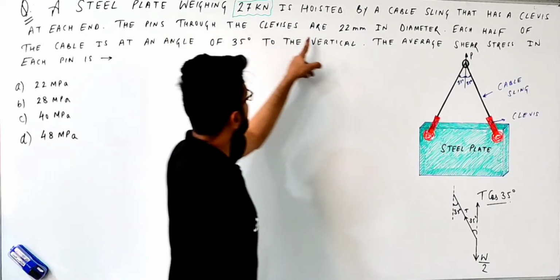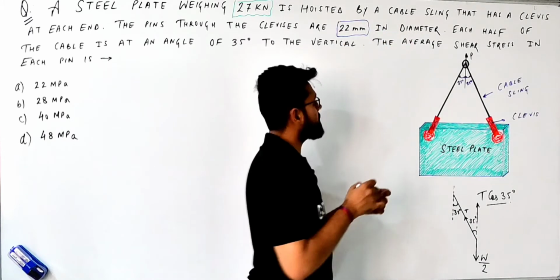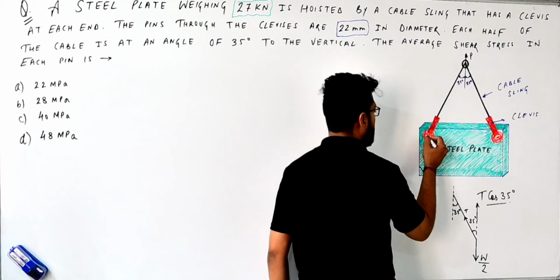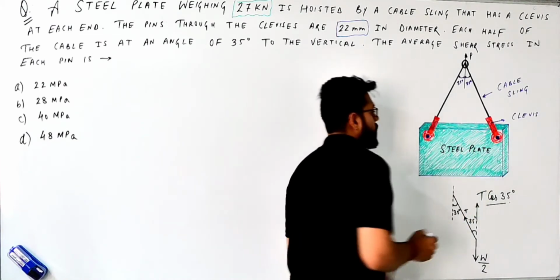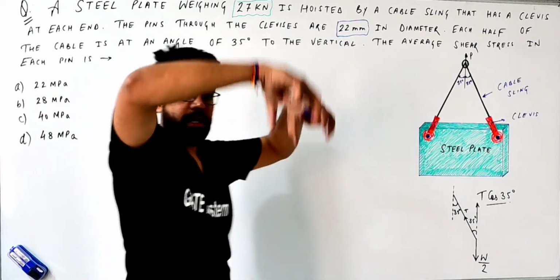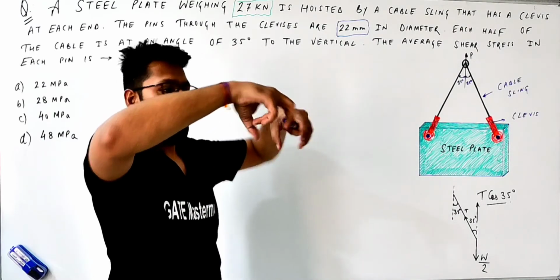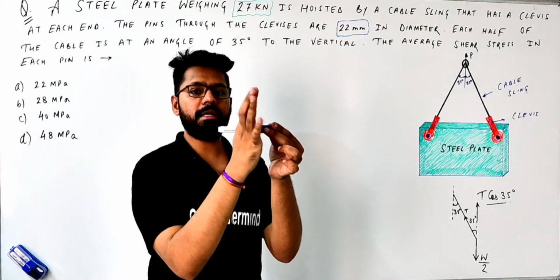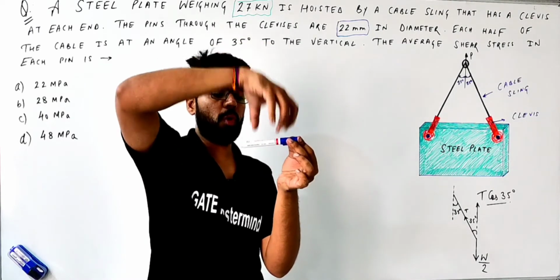The pins through the clevises are 22 mm in diameter. So these are the pins. See here, these are the pins. Okay, so the arrangement is like that, and between this a plate is there, and this is our pin. The plate is in a center position. The pin is like that, and this clevis holds like that.